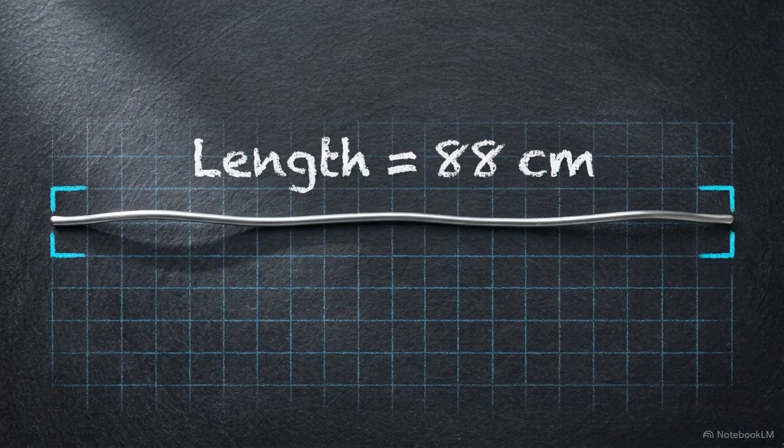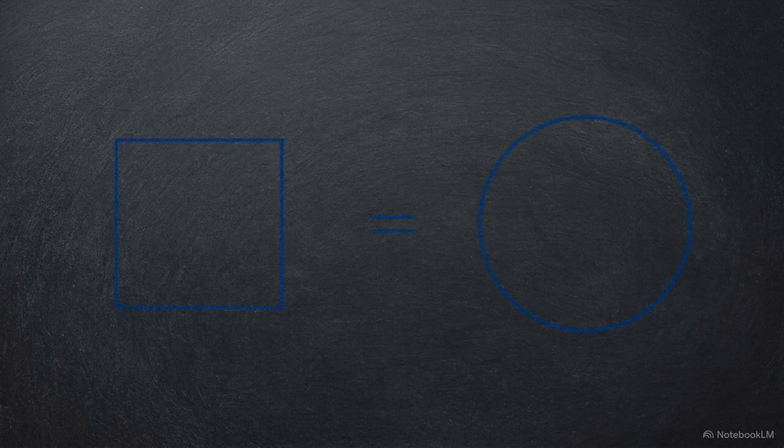Establishing the baseline is the critical first step. We are working with exactly 88 centimeters of wire, no matter what form it takes next. This scale shows our constant length rule in action. The perimeter of the original square is perfectly equal to the circumference of the new circle.